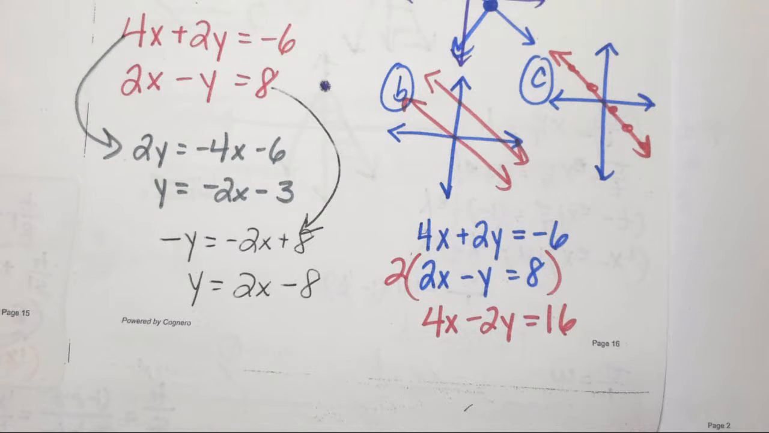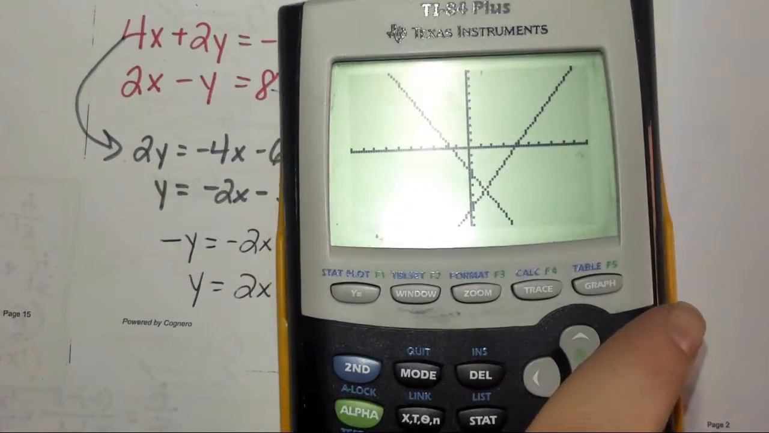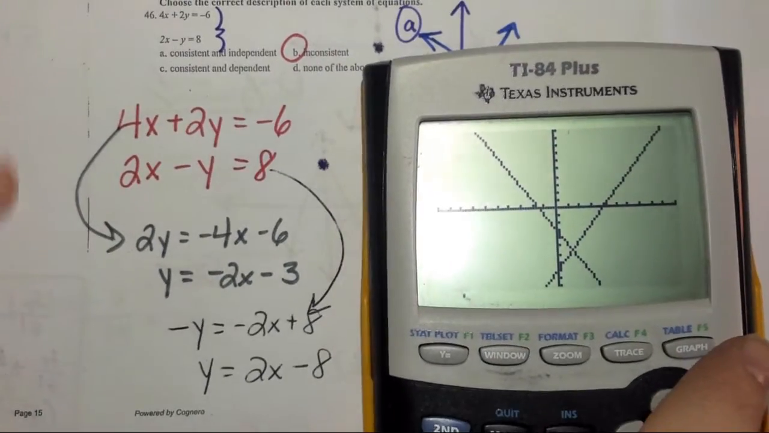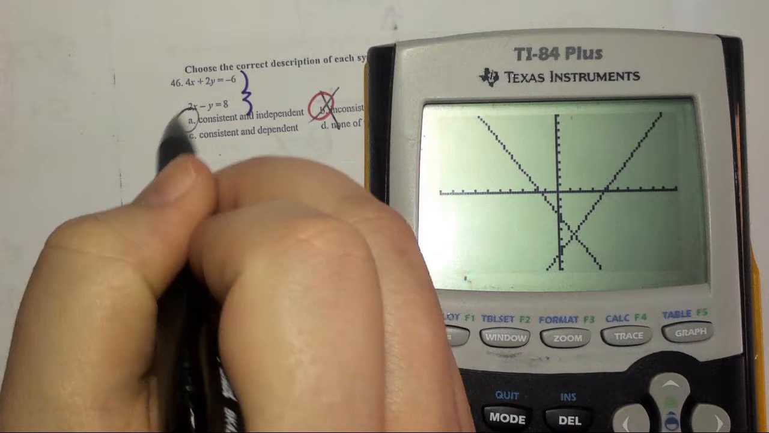y equals negative 2x minus 3, 2x minus 8. Press graph. Yeah, those two lines cross. So Eduardo and my key are wrong. It should be A. So 46 should be A.